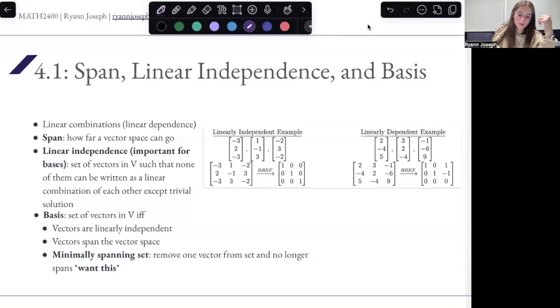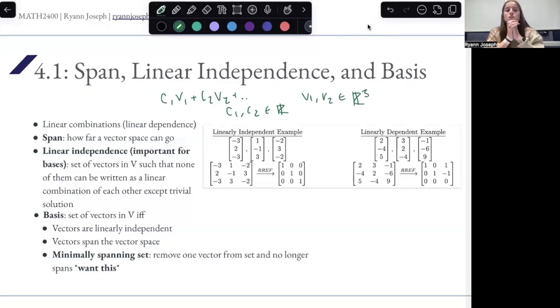This is most commonly described as C1 V1 plus C2 V2, etc., where all the C's are real numbers, and then V1, V2 are vectors, like in R3, for example. When we take those and combine them, we can make a new thing. The thing that we make when we combine them is always going to be of the same form as V1 and V2. If I linearly combine two 3x1 vectors, I'm going to get a 3x1 vector.